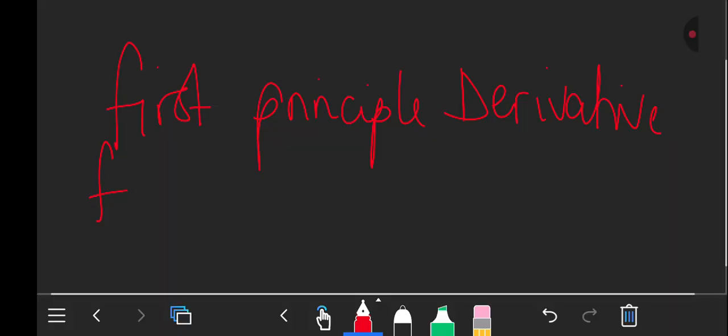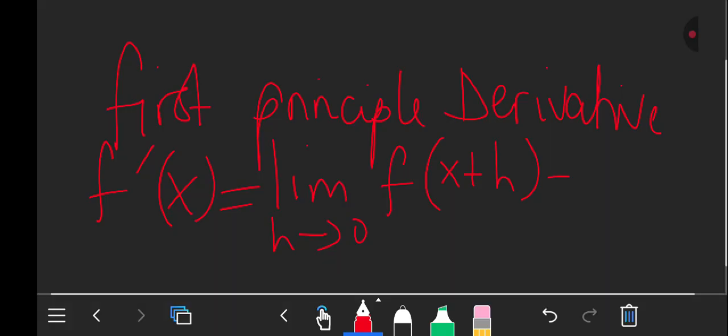So when you are differentiating a function f of x, this is equal to limit as h approaches 0. Then you say the function where there is x, you substitute x plus h, then minus the function itself, f of x, divided by h. So this is the formula you need to use when you are dealing with differentiation by first principle.